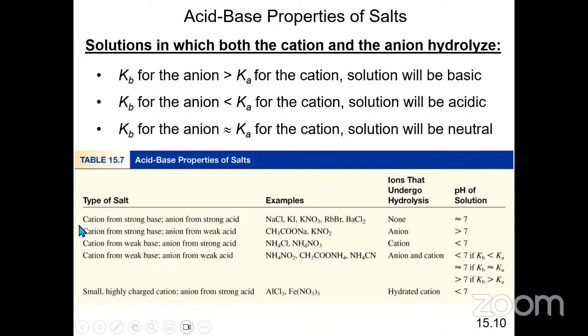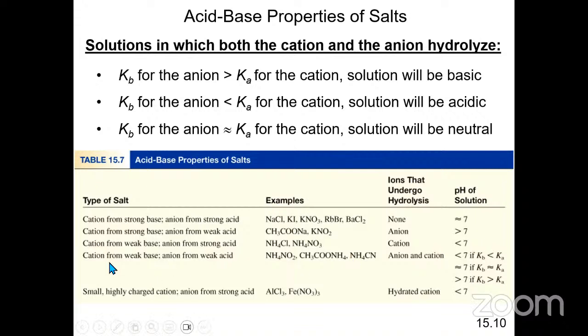So if you're dealing with a salt where the cation is from a strong base and the anion is from a strong acid, then basically none of the ions will undergo hydrolysis, which means that there's been no effect on the pH, which means that the pH of the solution will be 7. On the other hand, if the cation is from a strong base and the anion is from a weak acid, then the ion that will undergo hydrolysis will be the anion. If the anion undergoes hydrolysis, because the anion is a conjugate base, it's going to increase the concentration of hydroxide when it's added to water, which means that the pH of the resulting solution is going to be above 7.